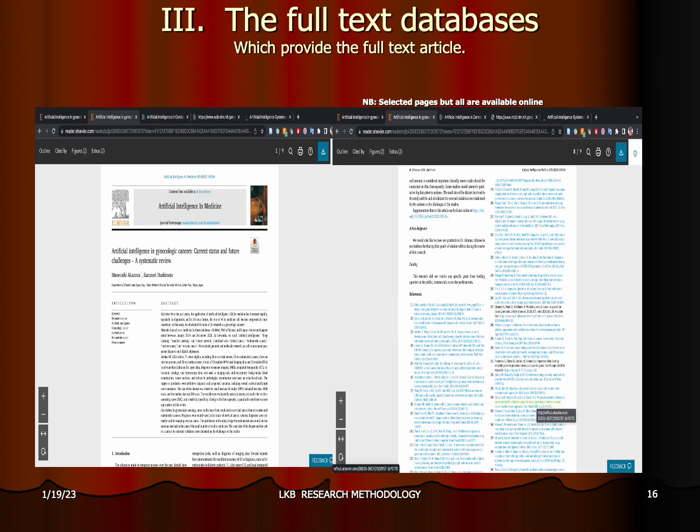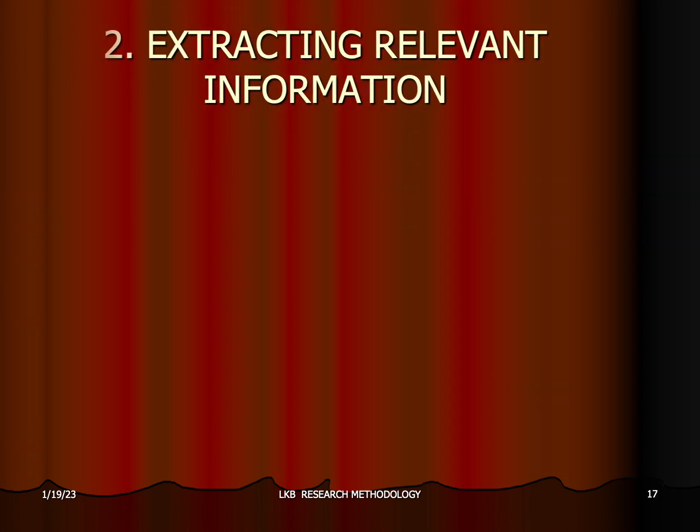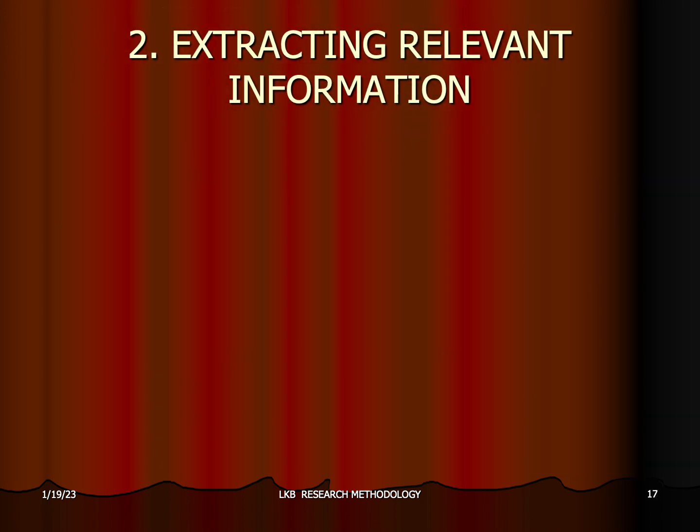Okay, so let's take a pause after that and ask ourselves, so we have all these databases, how do I extract the information I need? So the second step in literature review is extracting the relevant information.